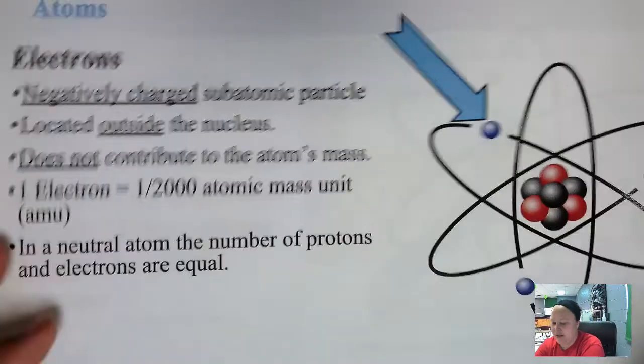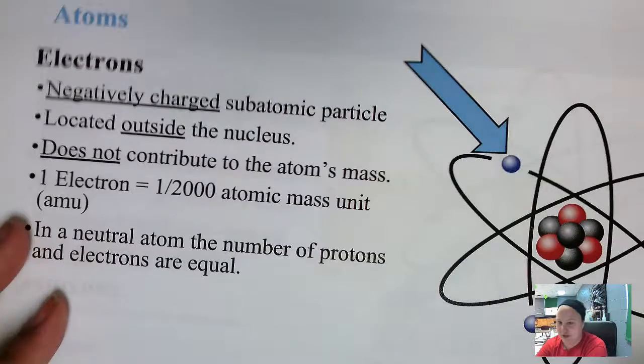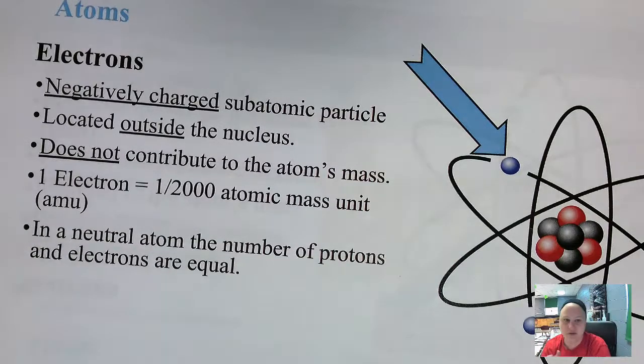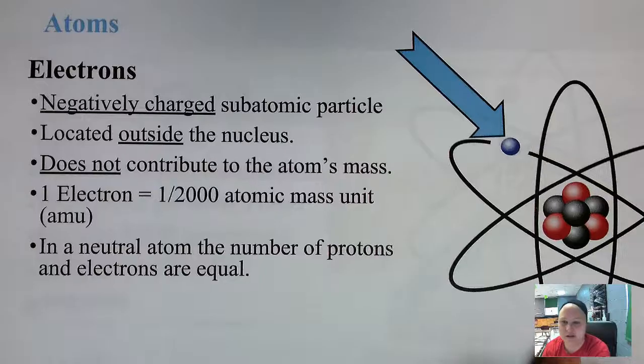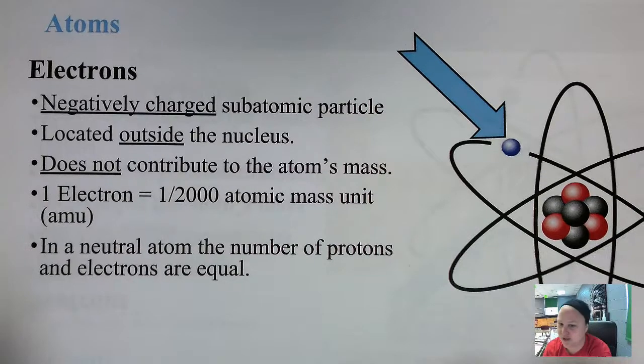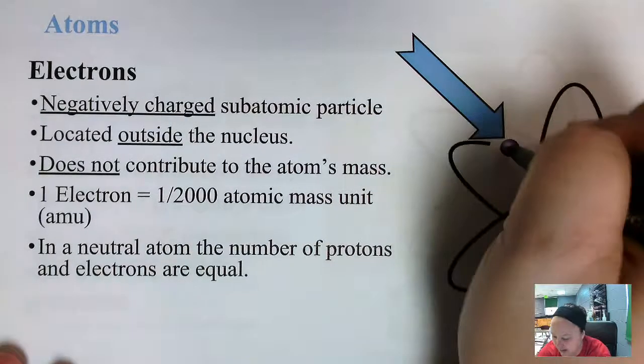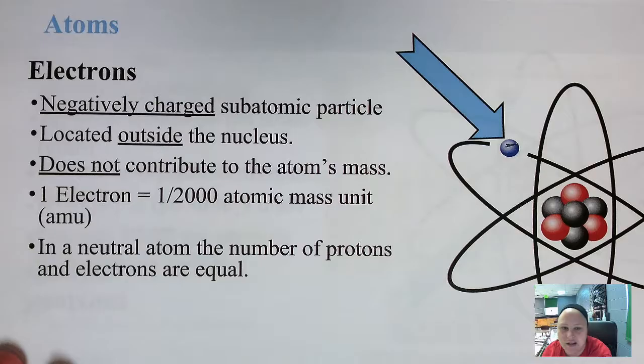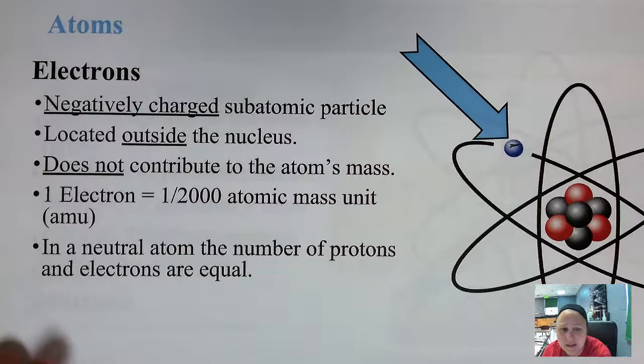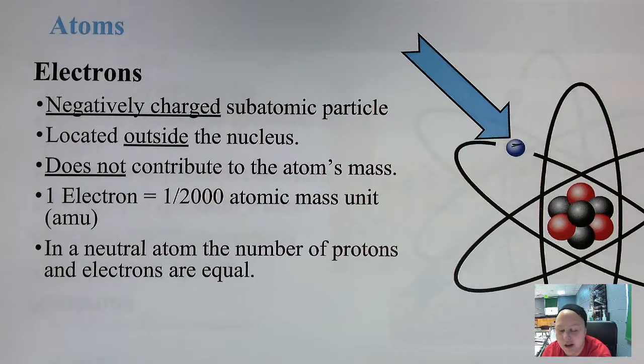So let's look at electrons. This is the third subatomic particle in an atom. Electrons are negatively charged, so they're the negatives. You always have a positive and a negative charge in an atom. If you have the same amount of electrons as protons, they cancel each other out and there's no charge, which is mainly what is on your periodic table.